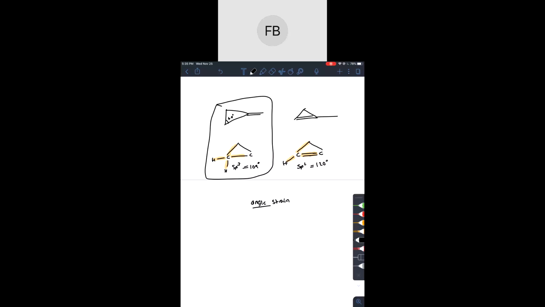Because again, Dr. Saad looks for keywords, and I think he's looking for the words angle strain. He's also probably looking for something about SP2 and SP3.